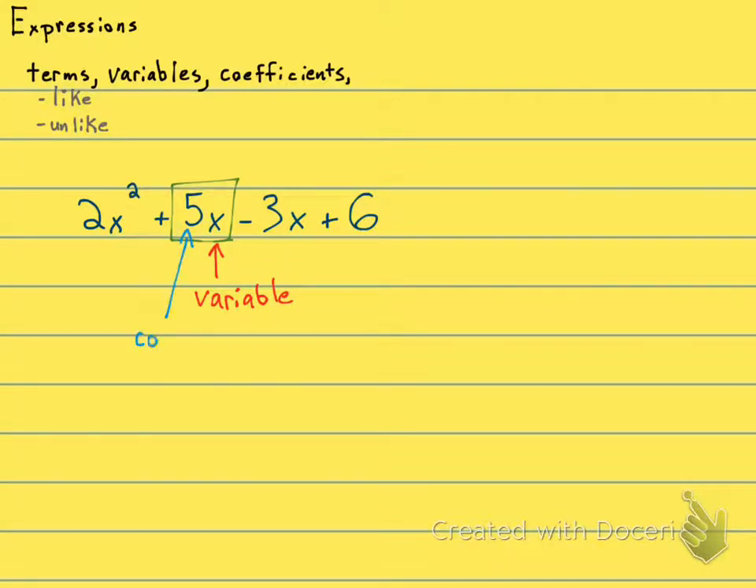And the number in front, the 5, is called a coefficient. Okay, so the coefficient of this term is just 5. The variable is x. Now, what is the coefficient of this term right here? Well, the coefficient of this term would be -3. Okay, so it's the number in front, you keep the sign to it. And the variable of this term is x.